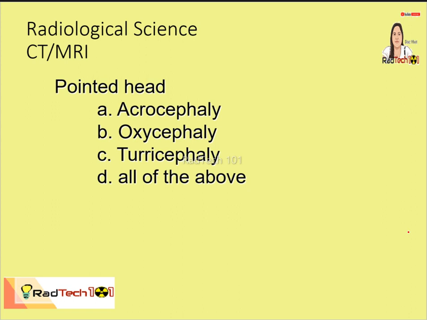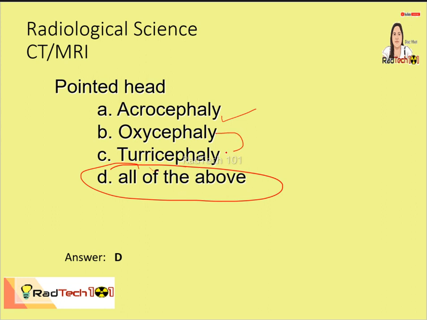Next, pointed head. So, pointed head is also termed as all of this. Have pointed head. So, acrocephaly, so pointed head, oxycephaly, and toricephaly. They are pointed head. So, pag sinabi nating oxycephaly, this is the other term for toricephaly. Pareho lang sila.